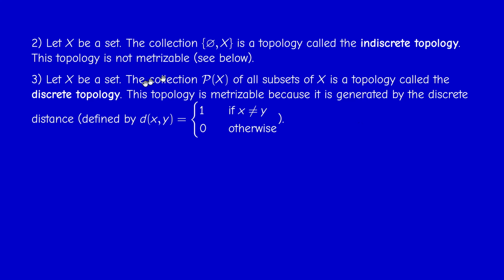And it happens that this topology is metrizable, because recall that we defined the discrete distance, which is 1 if the two points are distinct and 0 otherwise. It's very easy to check that this is a distance. We did that in second year. And now if you consider the topology generated by this distance, it is exactly P(X). Okay?